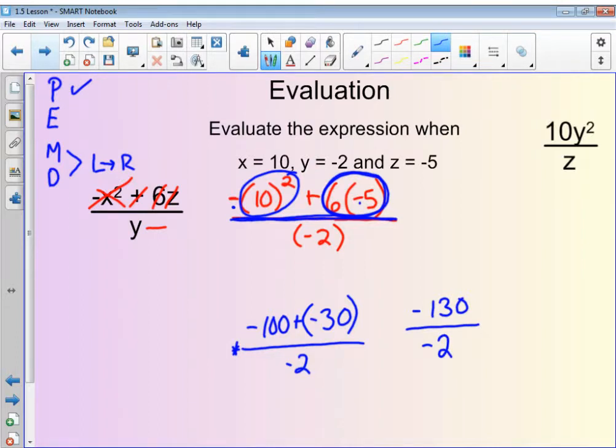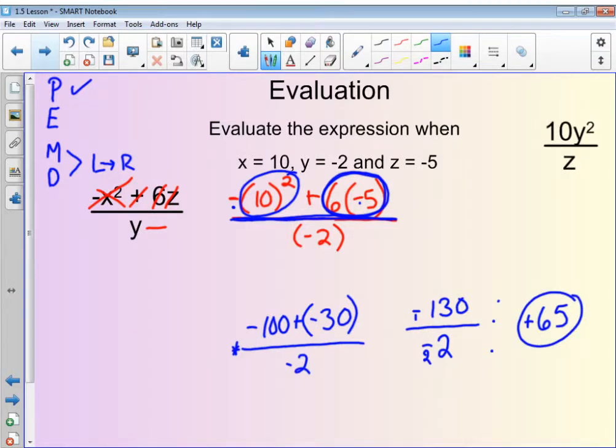So now I get to do the division. -130 divided by -2. So if I think 130 divided by 2, 130 divided by 2 is going to give me 65 for my digit. And I'm going to count my negatives. There's 1, 2 negatives. It's a positive 65.